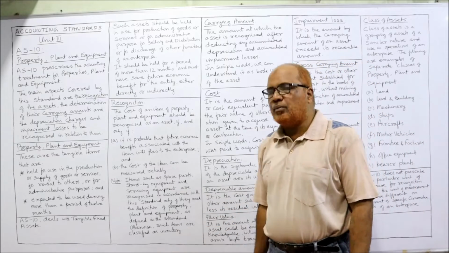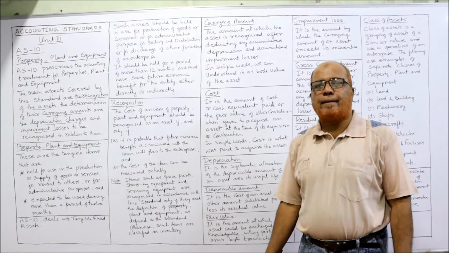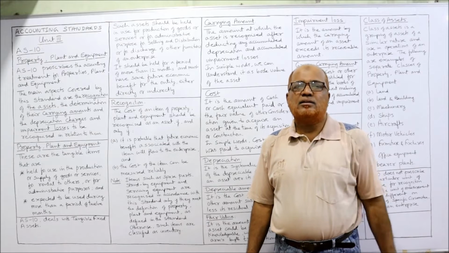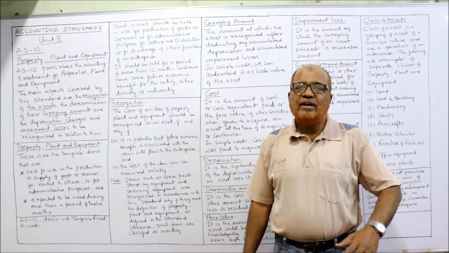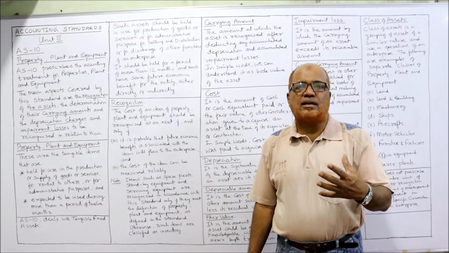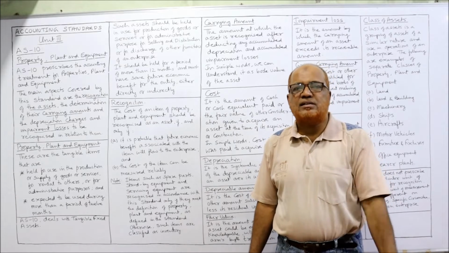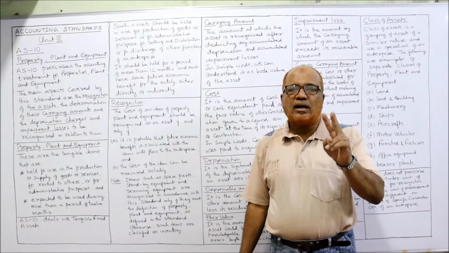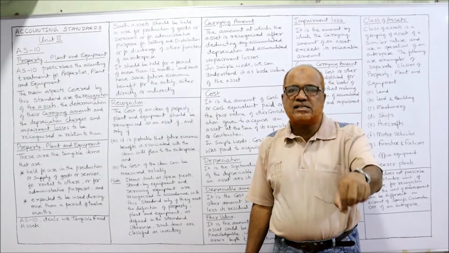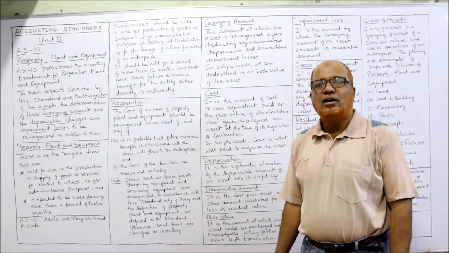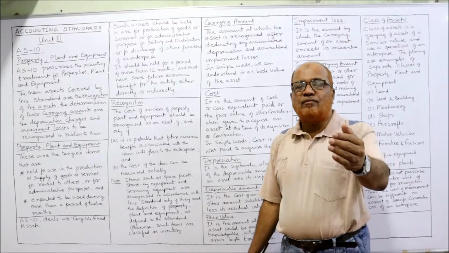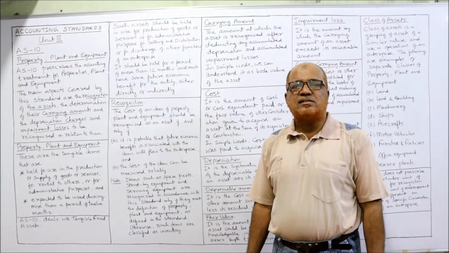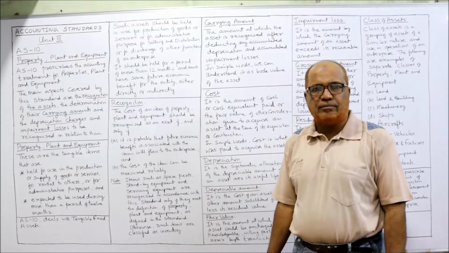Secondly, the cost of the item can be measured reliably. So we can easily and reliably calculate the value of the asset. If we are not able to calculate accurately and reliably the value of the asset, we should not include it in assets. So two conditions are there, then only we recognize the asset under AS10. First one, there should probably be some future benefit accruing from the asset to the enterprise. Secondly, the cost of the asset can reasonably be measured.